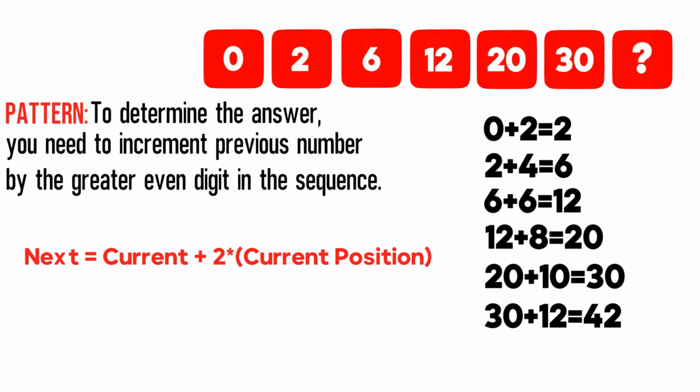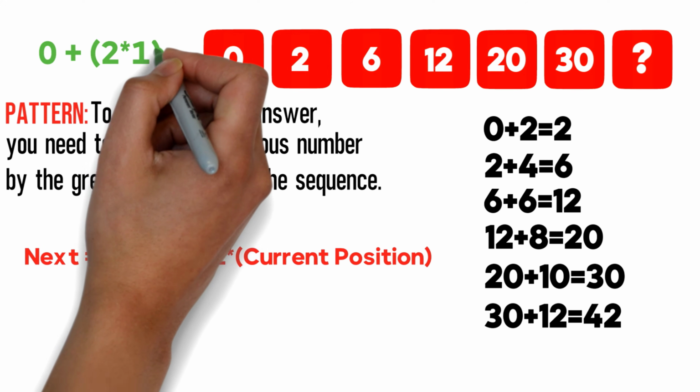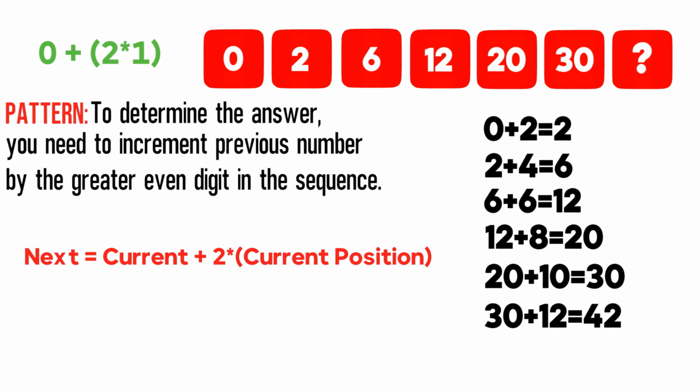For example, let's take the number 0. This is the first number in the sequence. To determine the next number in the sequence, we need to add the previous number, which is 0, and then 2 multiplied by 1, because number 0 has the first position in the sequence. Instead of using the formula, you can also use the next even number and add it to the previous number.